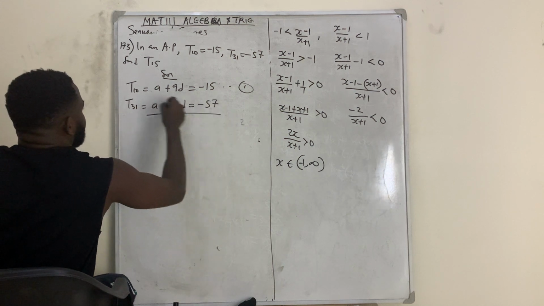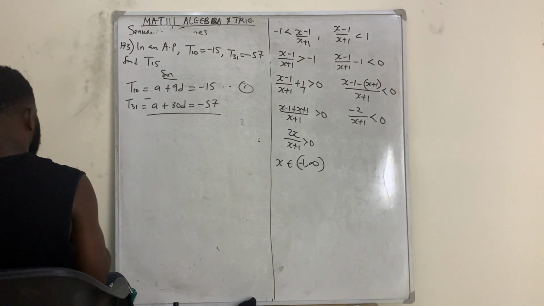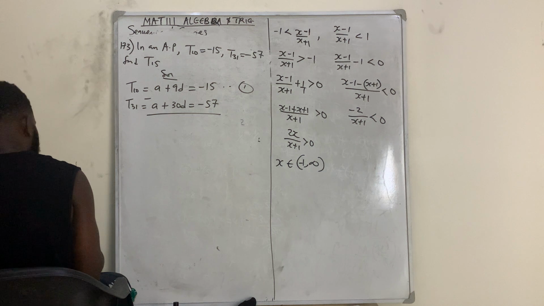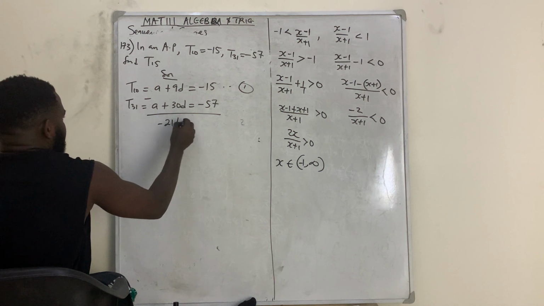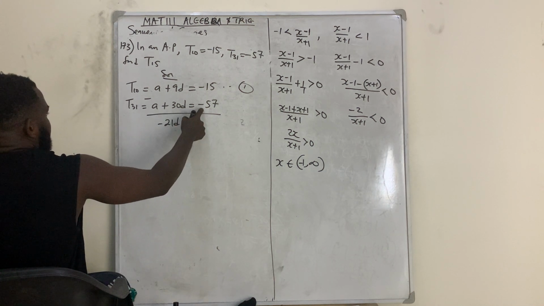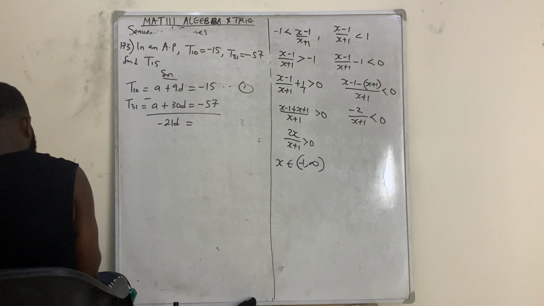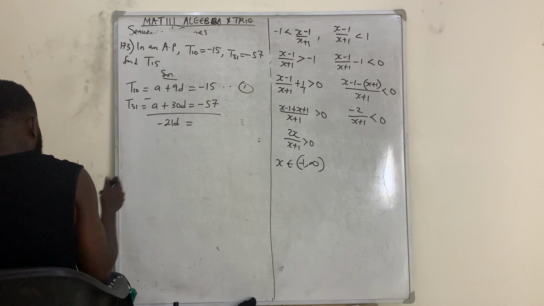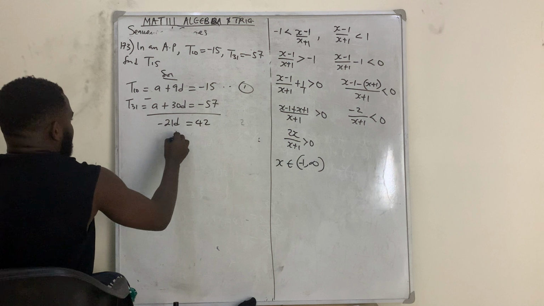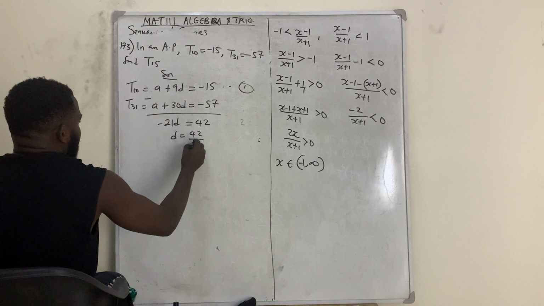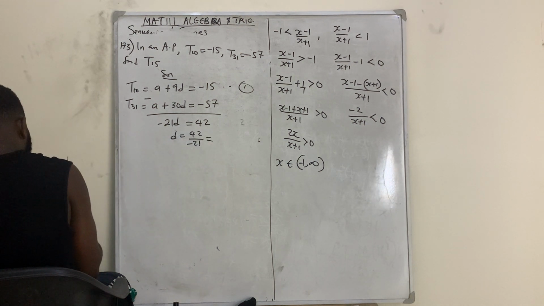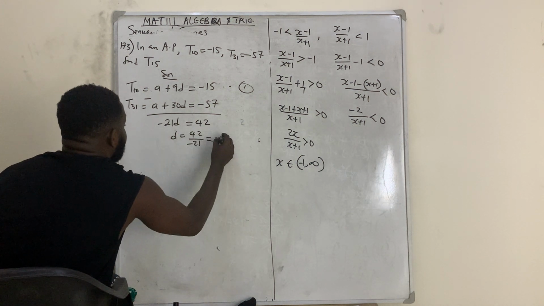is equal to minus 57. If I subtract this minus this, 9 minus 30 will give you minus 21D is equal to, minus minus is plus, minus 15 plus 57, that is 57 minus 15. So I'm going to have 42. Therefore my D is 42 divided by minus 21, sorry, 42 divided by 21 is 2. So I have minus 2.